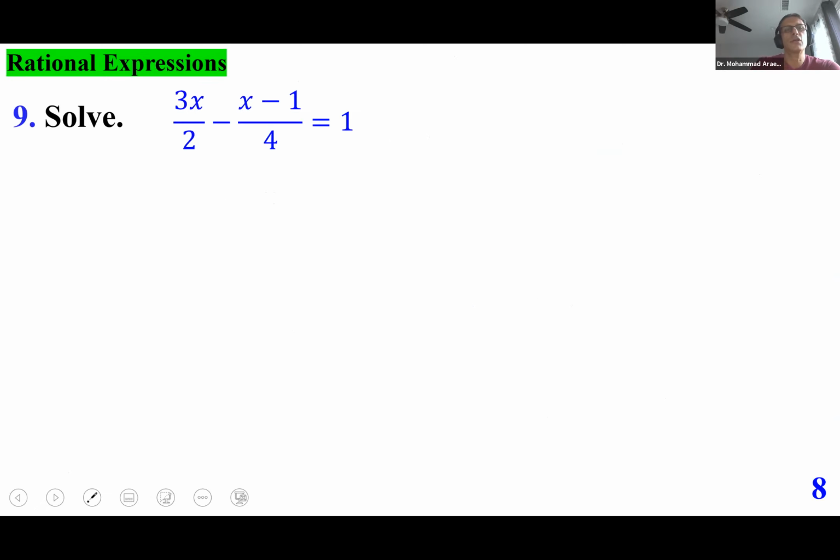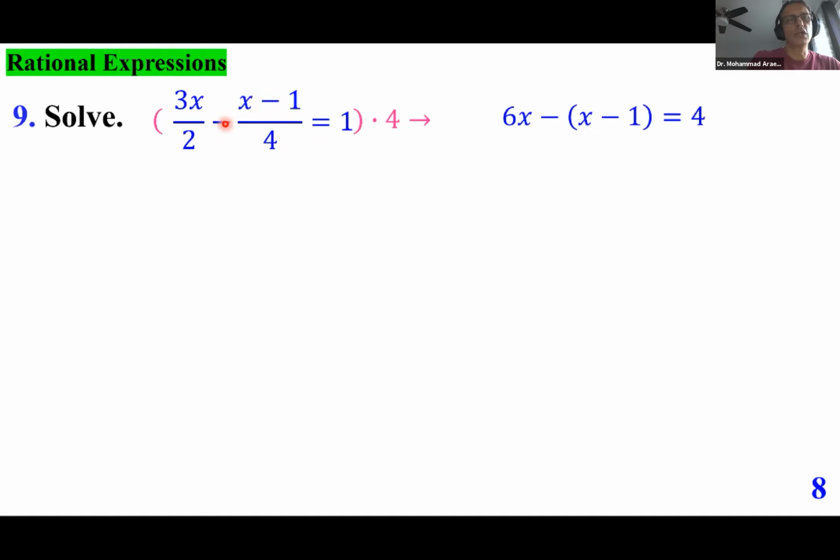We want to solve this equation. Again, the best course of action is to get rid of all the fractions. As you can see, the LCD is 4. If I multiply it by the first one, 4 cancels out the 2. 2 times 3x is 6x. Minus 4 cancels out the second one, simply x minus 1. And the right side is just 4.